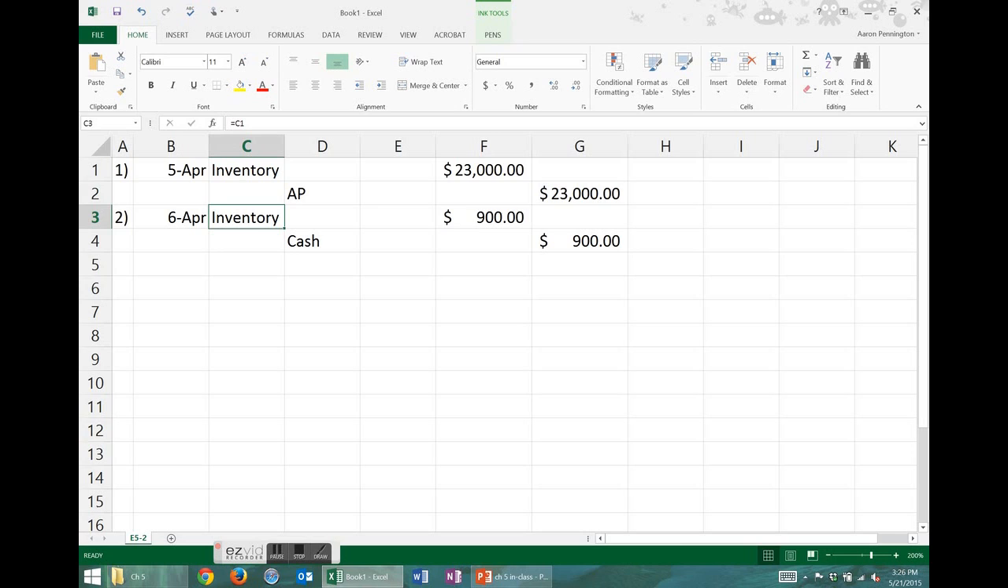All right. 3. On April 7th, purchased equipment on account for $26,000. Alright. So I think we've journalized similar transactions to this before. Alright. And that's what that entry looks like.